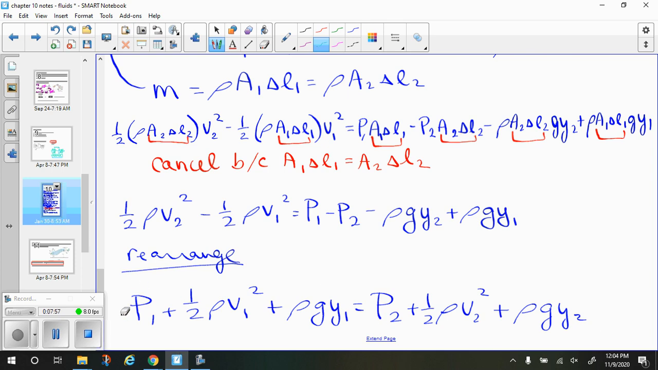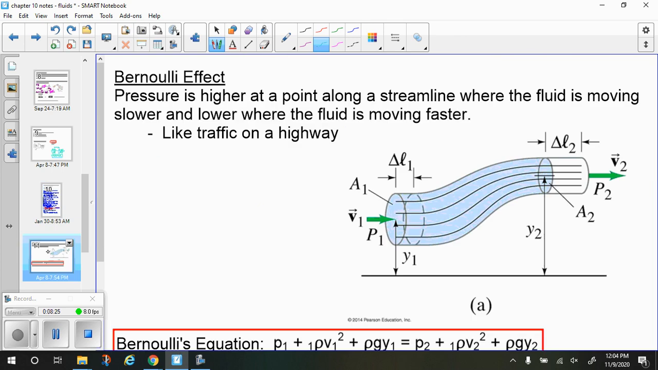So we can see that we have pressure. This is our pressure statement. This is basically our kinetic energy. This is our gravitational potential energy. Here's pressure, which comes from the work, is equal to the kinetic energy part and the gravitational potential energy part. So you can apply this equation to any moving fluids. We'll go through the different pieces, but that's the derivation, and you can see how it just comes from conservation of energy.